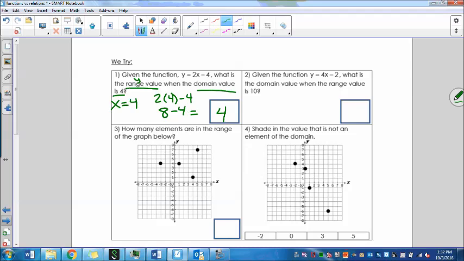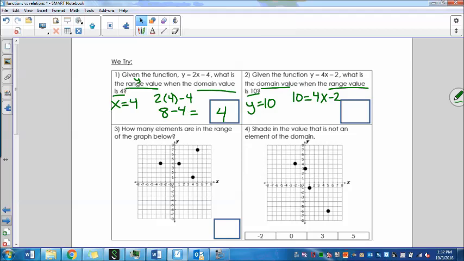Okay, number 2 is almost the same thing, except this time they're saying, what is the domain value when the range value is 10? So they're saying y equals 10 this time. So we're going to have to solve an equation. So we're going to have 10 is equal to 4x minus 2. Some of us are really struggling on our FBFs every week to solve our equations, so we need to try this one. Okay, remember we're going to use opposite operations. So to get x by itself, we're going to add 2 to both sides, and you get 12 is equal to 4x. Then our last step, you divide by 4 on both sides. Cancel those 4's out. 12 divided by 4 is 3.